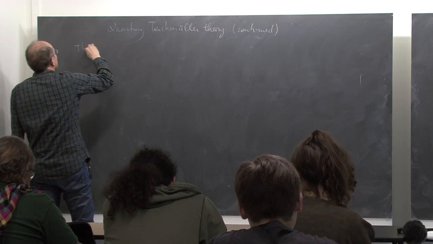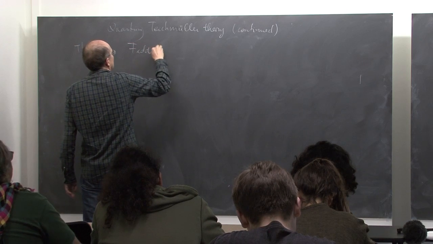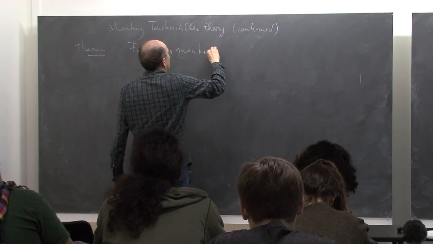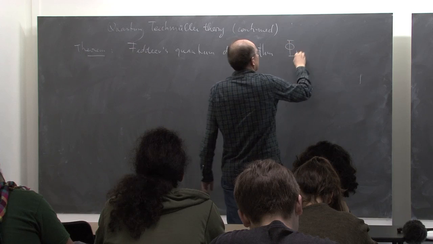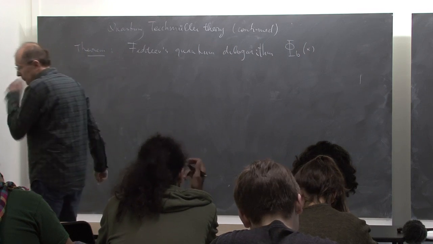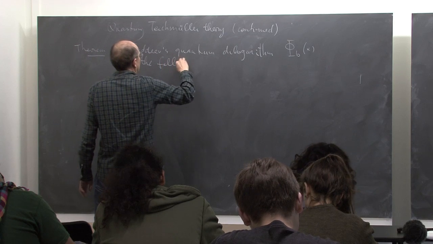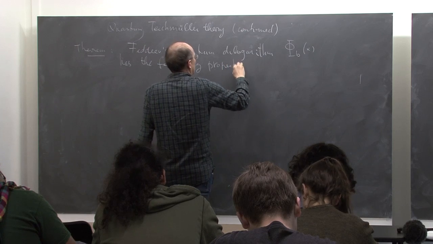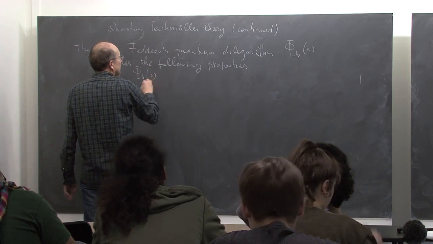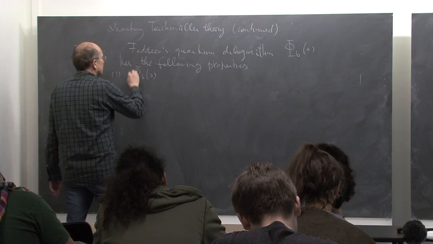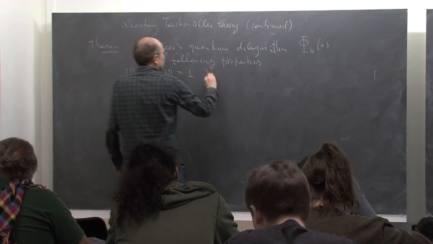So the theorem was the following. Faddeev's quantum dilogarithm, phi b of x, has the following properties. The first property is that it is a unitary function in the sense that when x is real, the values of the function are on the unit circle for any x in R.